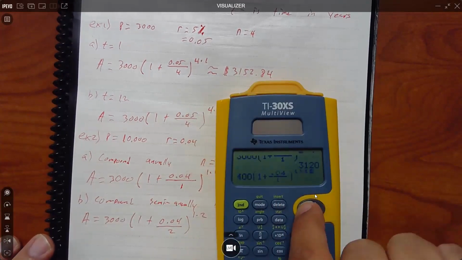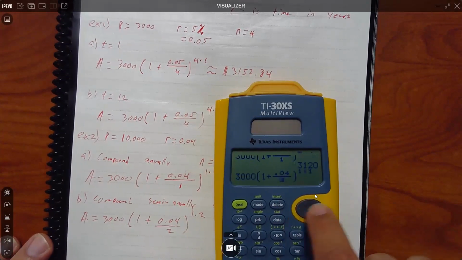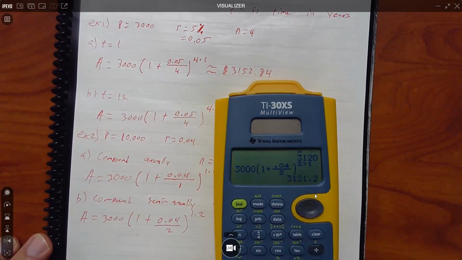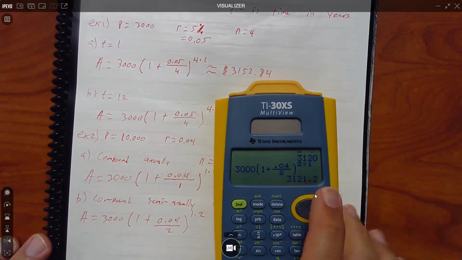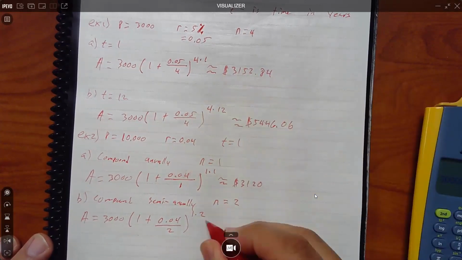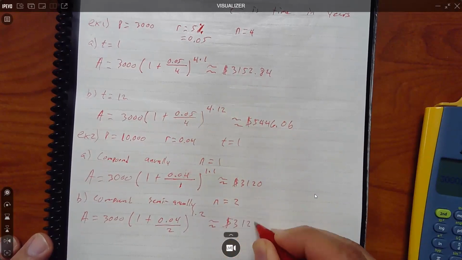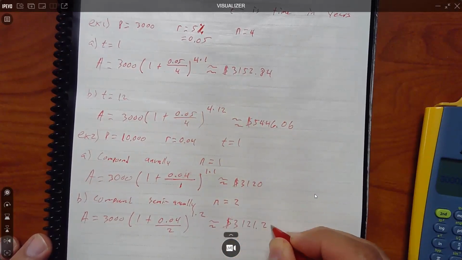Enter 2, 2. So it should go up, right? Compounding more often. That's about $3,121.20.